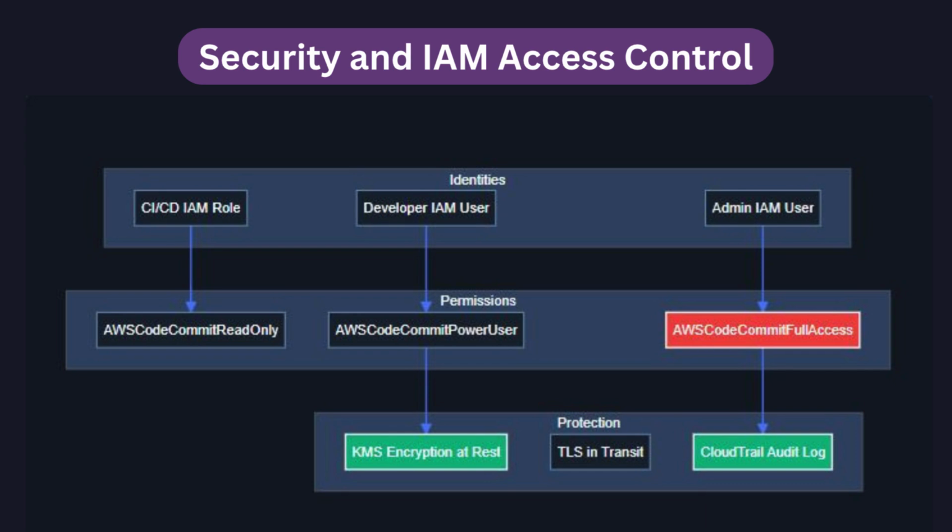Security and IAM access control. All access to CodeCommit is controlled through IAM policies. AWS provides managed policies such as read-only, power user, and full access. Branch protection can be implemented using IAM conditions to restrict actions like pushing or deleting branches. All data is encrypted at rest using AWS KMS, and in transit using TLS. CodeCommit repositories are always private, and all API activity is logged in CloudTrail for auditing.